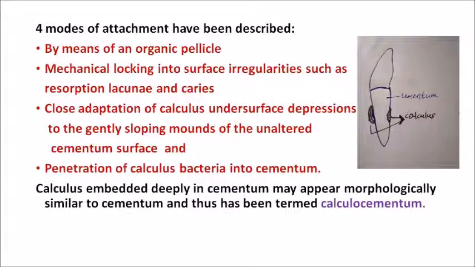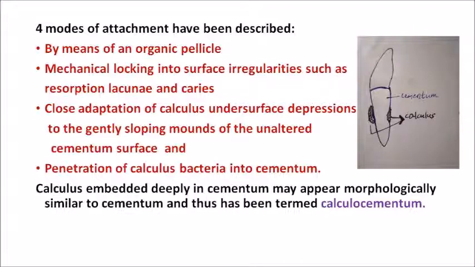Now there are four modes of attachment, of how calculus attaches to the tooth surface. The first point is by organic pellicle. Pellicle acts as the intermediate. Second point is mechanical locking into surface irregularities like resorption lacunae and caries. Look at the figure, it is marked as 2. So there is a resorption lacunae or some caries on the cemental surface into which the calculus interlocks.